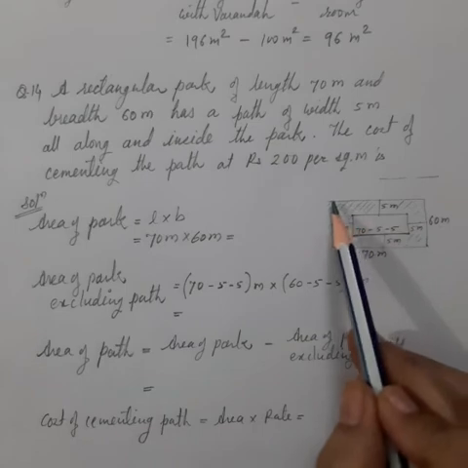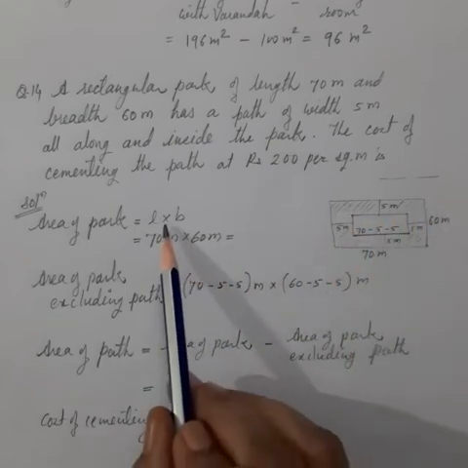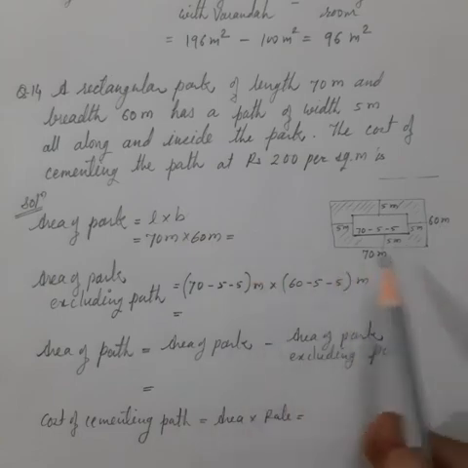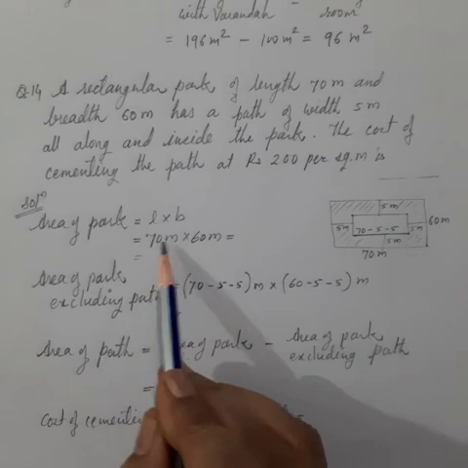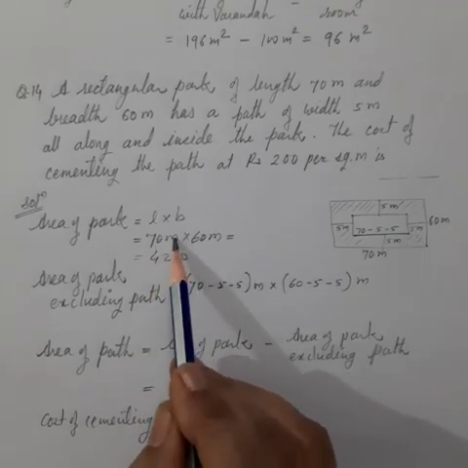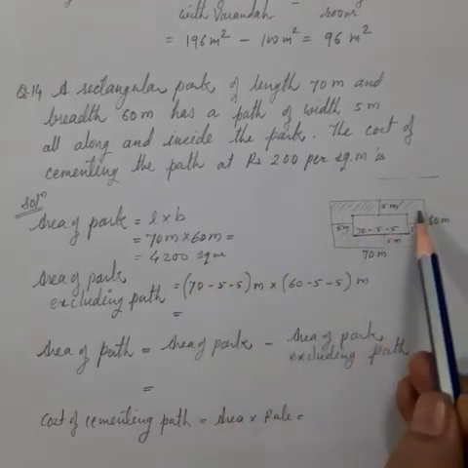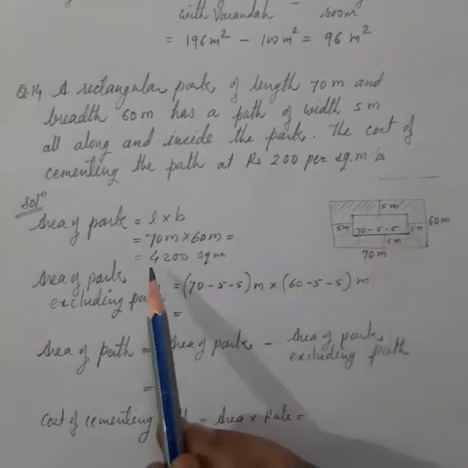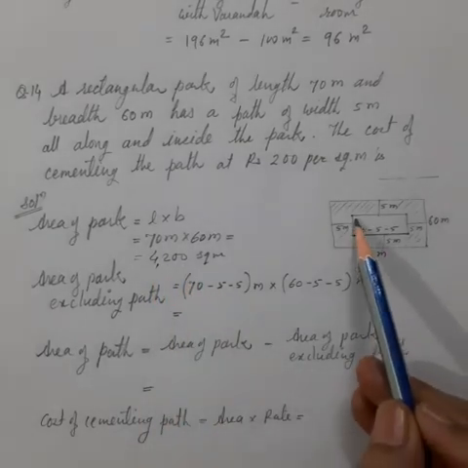Area of the rectangular park. Park is rectangular in shape, so the area is length into breadth. Length is 70 meter and breadth is 60 meter. 7 6s are 42 and 2 more zeros. Meter into meter, square meter. So the total area of the park is 4200 square meter.